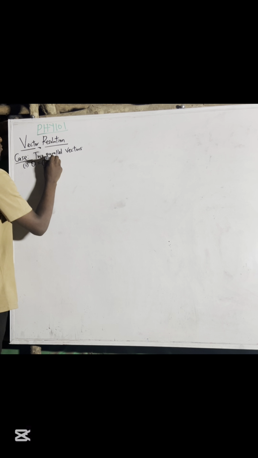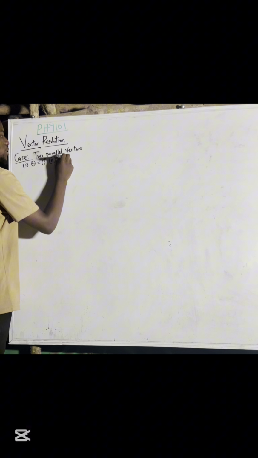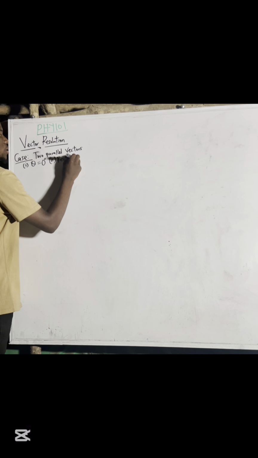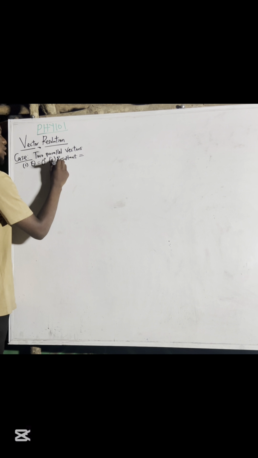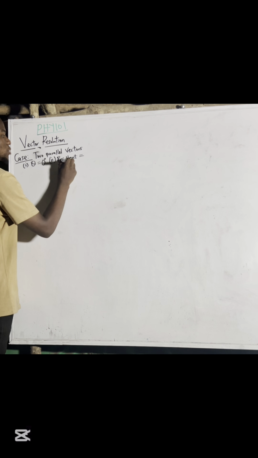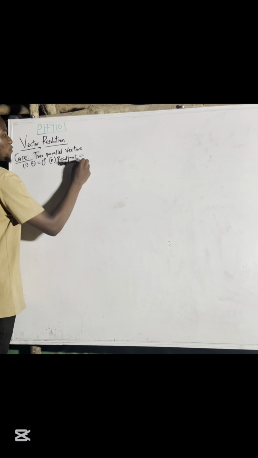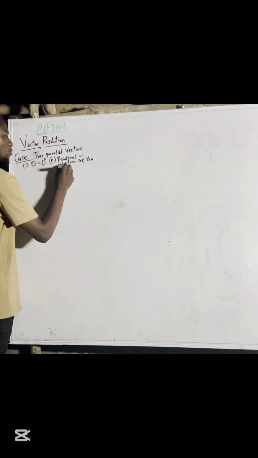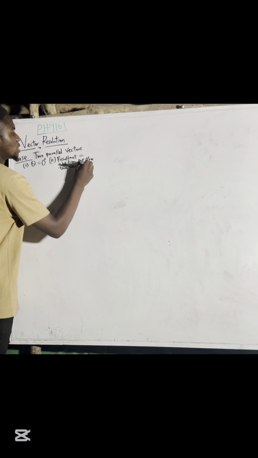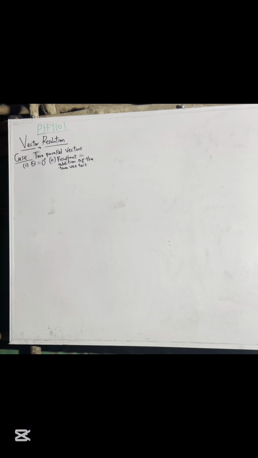Number two, their resultant equals addition of the two vectors. So for example, let's say we have vector 1 and vector 2. Let's say we have force 1 and force 2. The resultant, if they are parallel, is going to be what? F1 plus what? F2. So this is case 1.